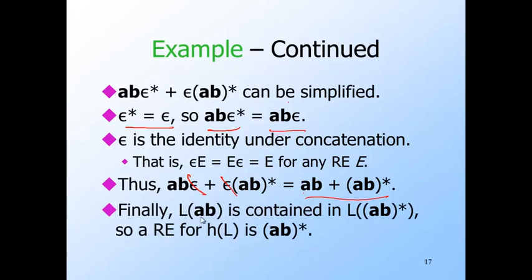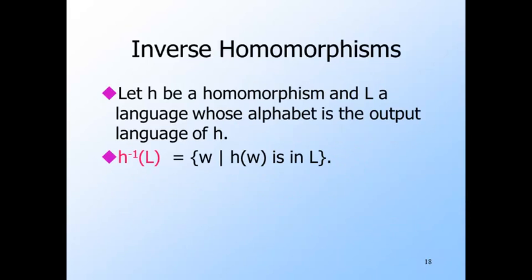But the language of AB is just one occurrence of AB, while the language of AB star is any number of occurrences of AB, including exactly one occurrence. Thus, we can just drop the term AB here, and we are left with just AB star. That's the simplified expression.